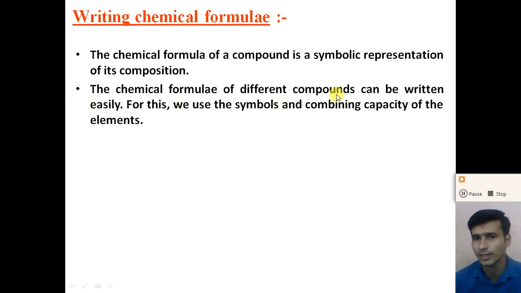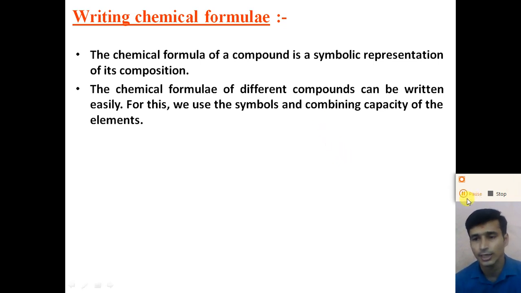The chemical formula of different compounds can be written easily, right? For that we use the symbol and the combining capacity of the elements. In the previous video we discussed the symbols of the different elements, so you must remember these symbols for writing a chemical formula, and also remember the combining capacity of the elements, that is called the valency of the element. In the previous video we discussed both points, the symbols of the different elements and the combining capacity, that means the valency.